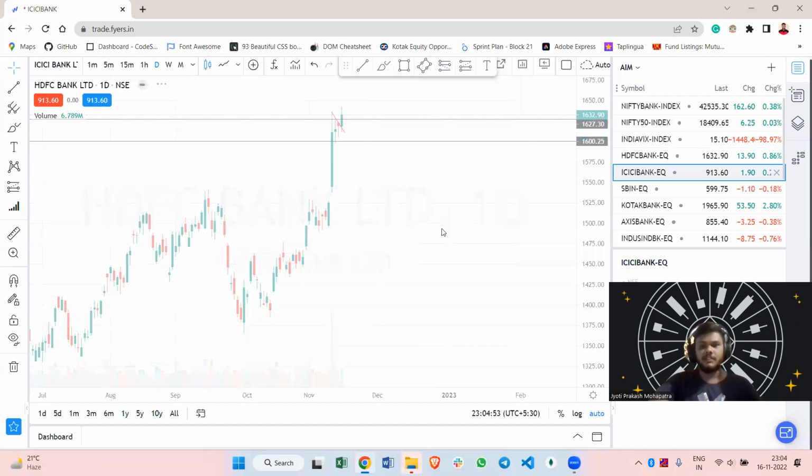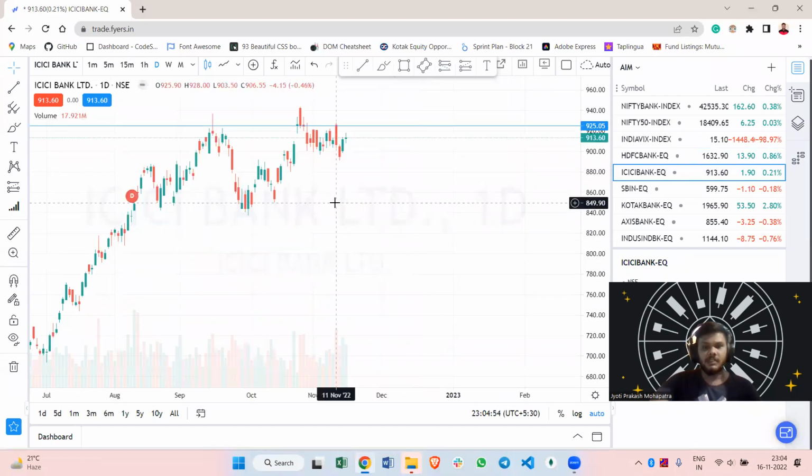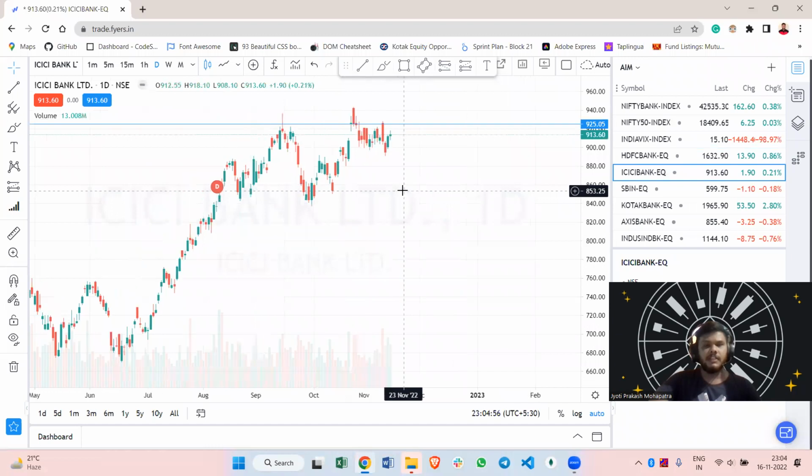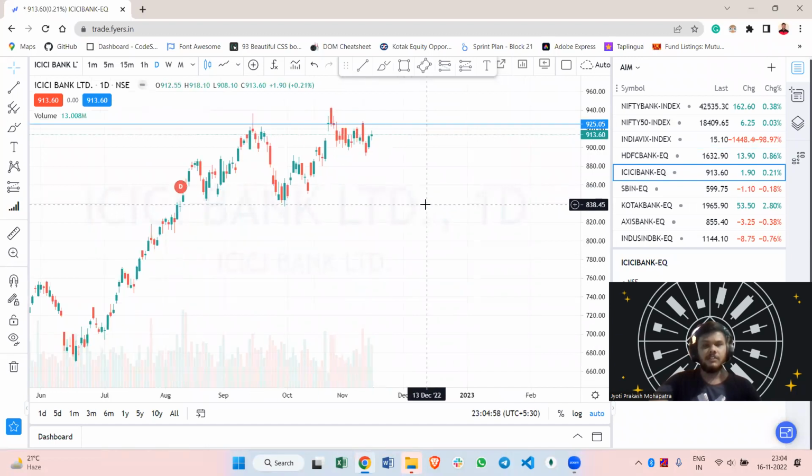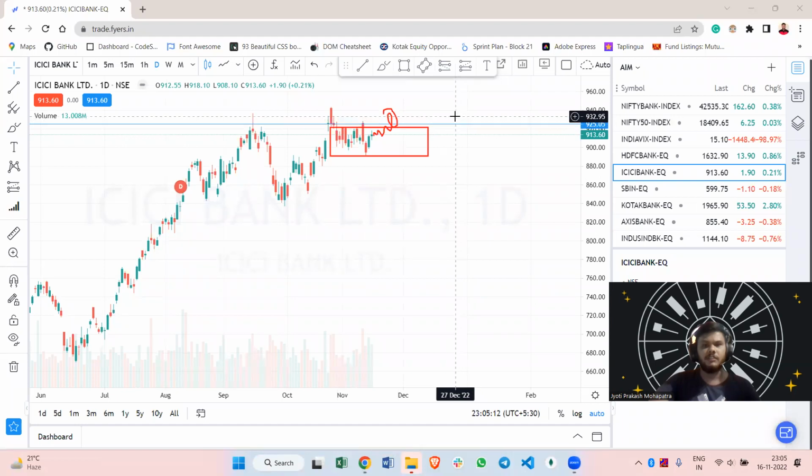Now let's look into ICICI Bank. Here you can see that ICICI Bank trades around the zone of 920 to 900. So if tomorrow the market opens flat or gaps up, and if it closes above 920, then you can start some buying pressure here, and you can set the target to 926 to 930.